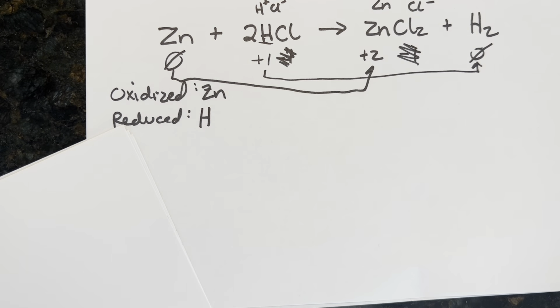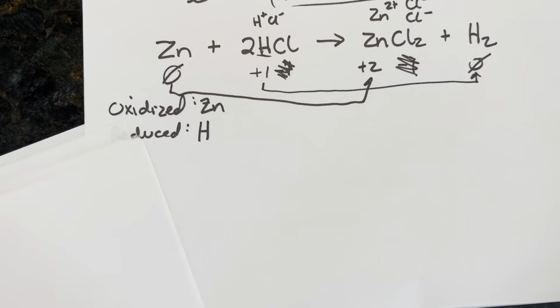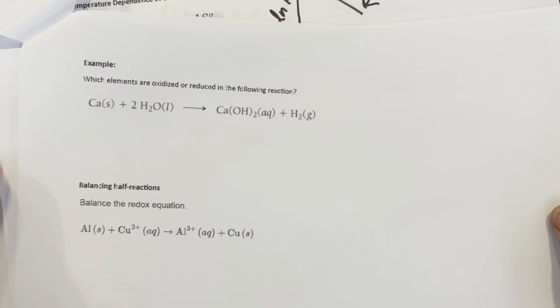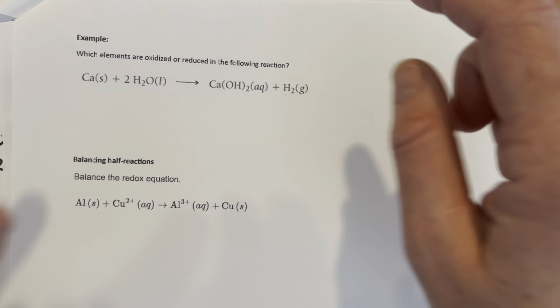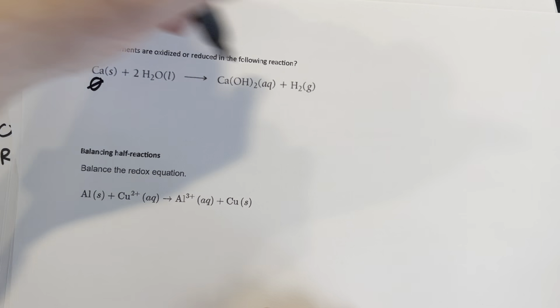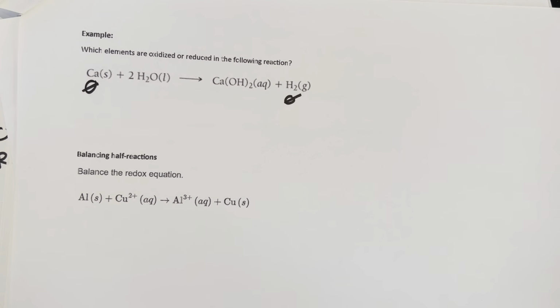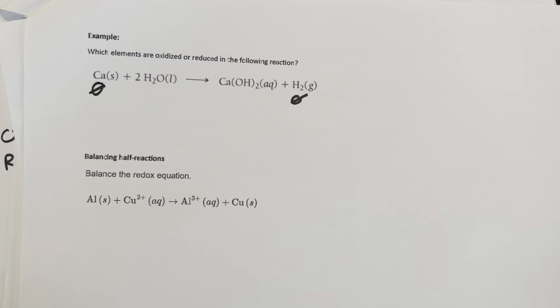And the next problem, we say which are oxidized and which are reduced in this problem. All right, so first things first, look for your zeros. Easy to forget them. Sweet, good job. And now we're gonna go through and look at the oxidation numbers of everything.